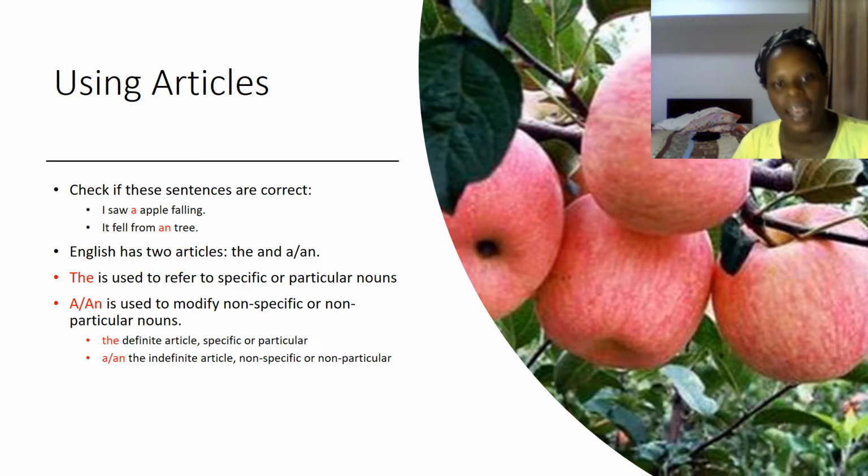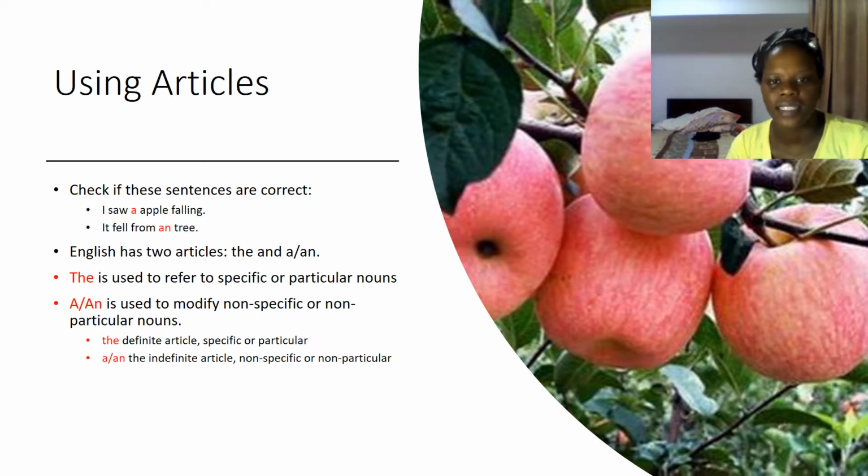We use an when the noun has a vowel sound, right? For example, an egg, an elephant, an ant. What other nouns can be modified using an? Who can try? Correct. Very good. An orange.